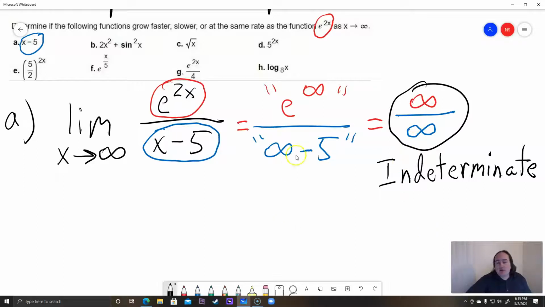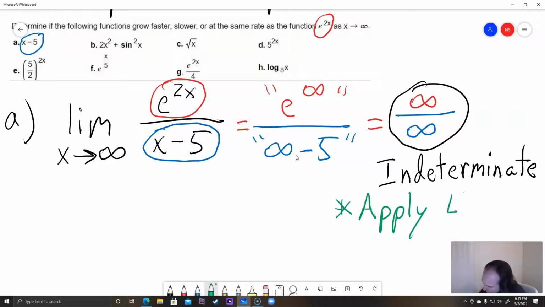You apply L'Hopital's. Okay, so apply L'Hopital's. And hopefully you've already done my homework or watched my other video on L'Hopital's. Because to do L'Hopital's, all you have to do is take the derivative of the numerator and the denominator.